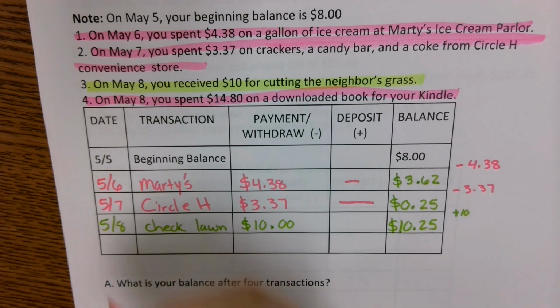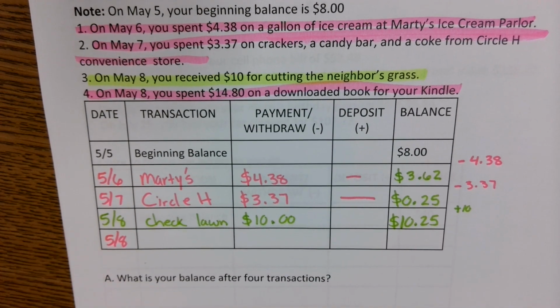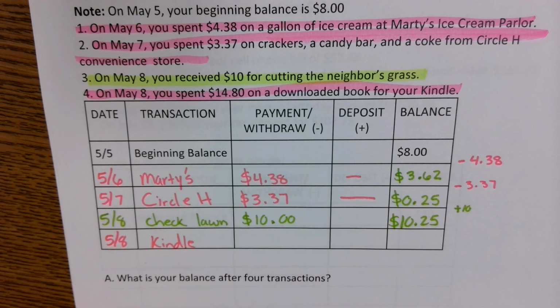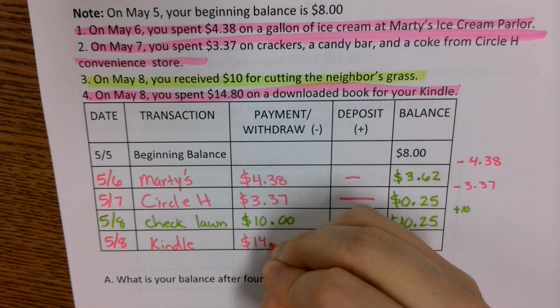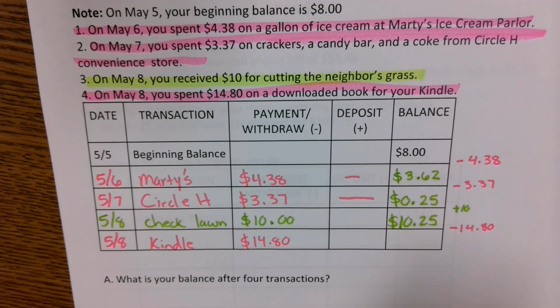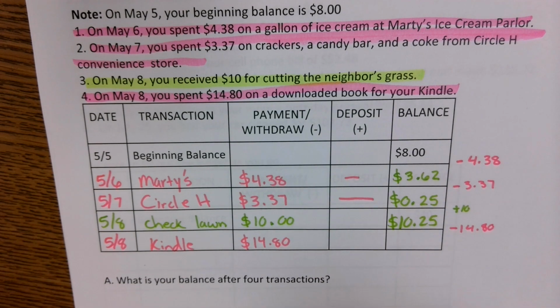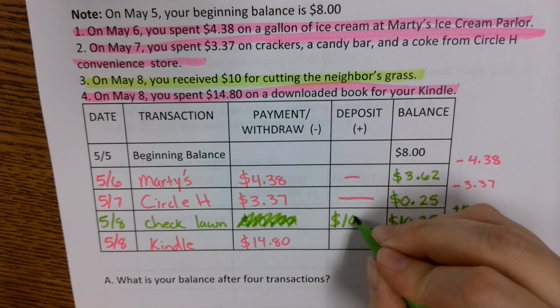Now, on that same day, we went ahead and we're like, woohoo, we got paid. We're going to go ahead and buy a book from Kindle, from the Kindle app. And I'm going to purchase it for $14.80. What's going to happen? You're going to be in the negatives. So just be aware. Oops, and I just put this in the wrong spot. Don't mind me. That $10 was in the wrong spot.